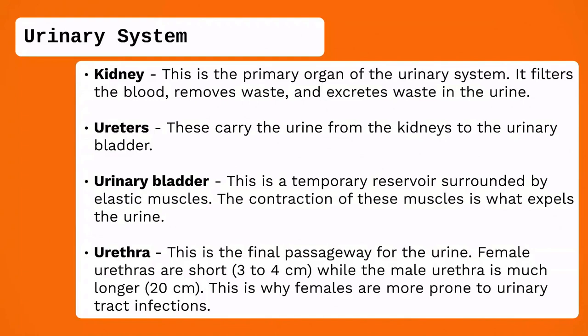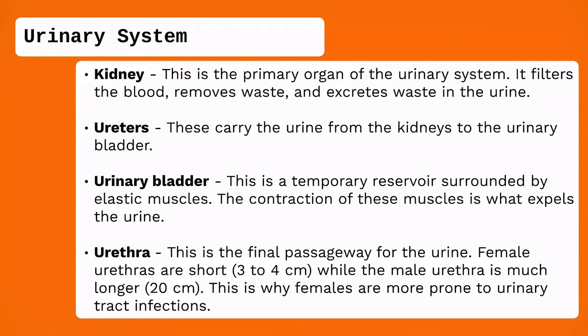So breaking down our kidney, ureters, urinary bladder, and urethra. Kidneys are the primary organ of the urinary system. It filters the blood, removes our waste, and excretes waste in the urine. Our ureters are what carry the urine from the kidneys to our urinary bladder. Like I said, our urinary bladder is a temporary reservoir that's surrounded by elastic muscles. The contractions of these muscles is what expels our urine. And finally, our urethra is the final passageway for our urine.